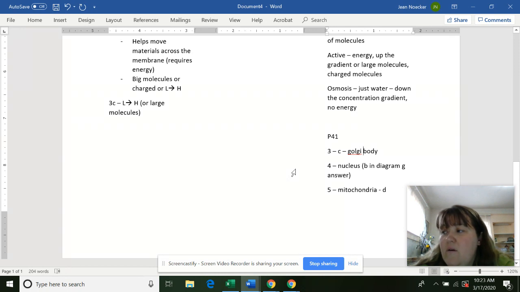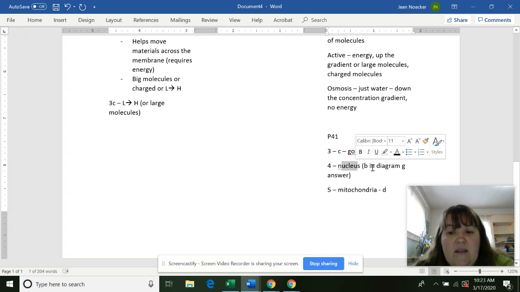Number 4, which organelle contains instructions for directing the cell? That is the nucleus. It's B in the diagram, G on the answer key. And the food energy is converted into energy it can use by mitochondria. Remember that energy it uses is ATP.